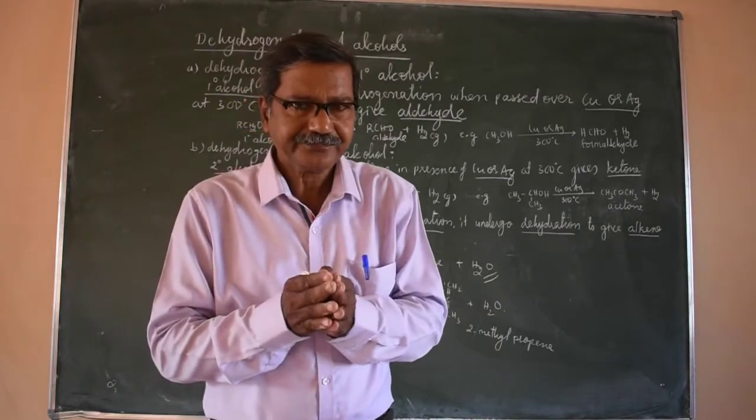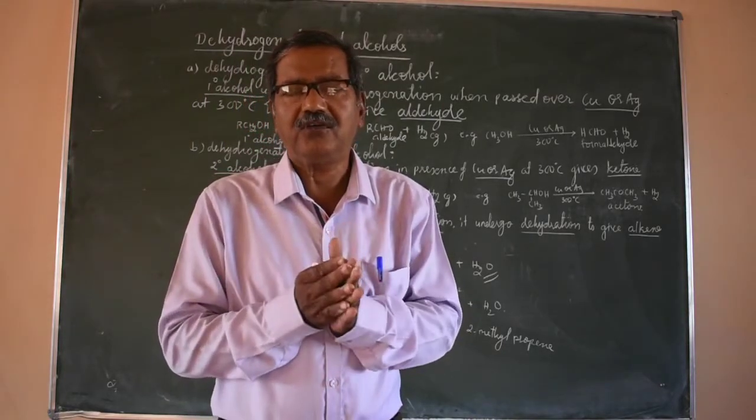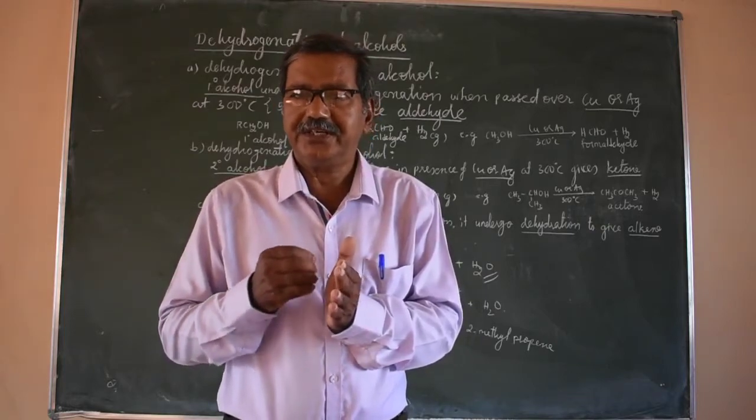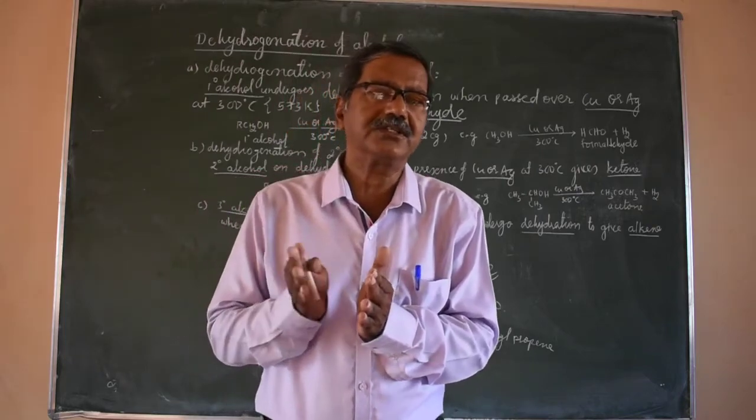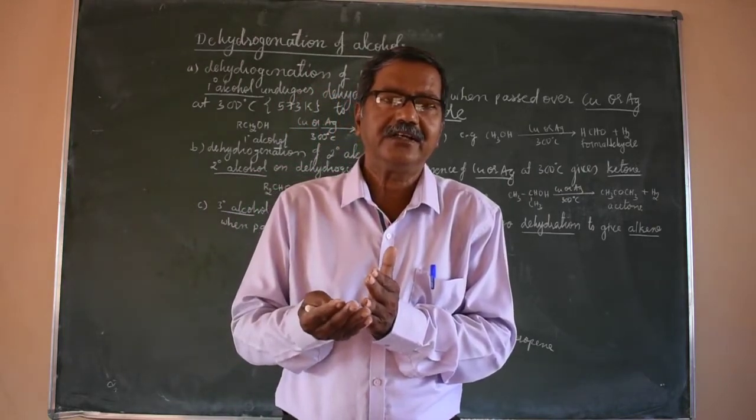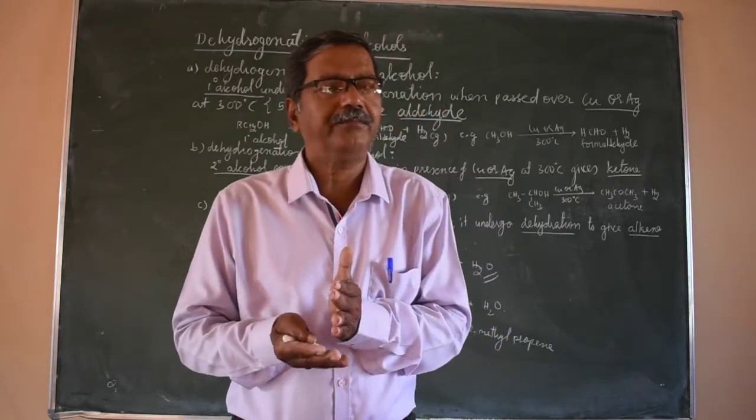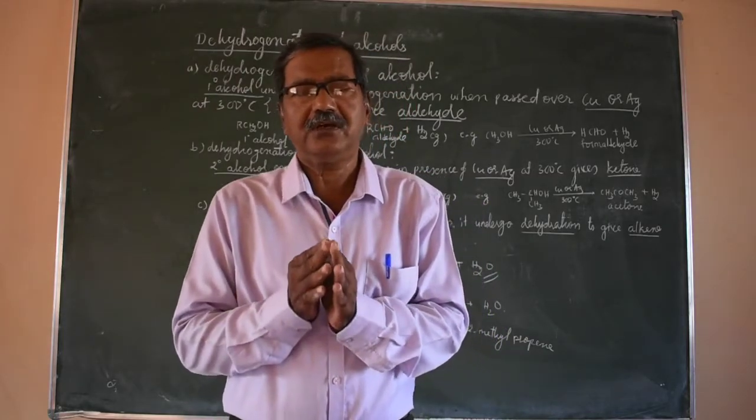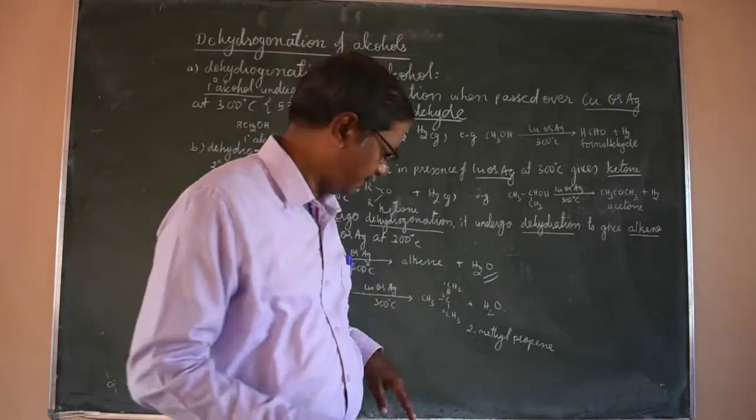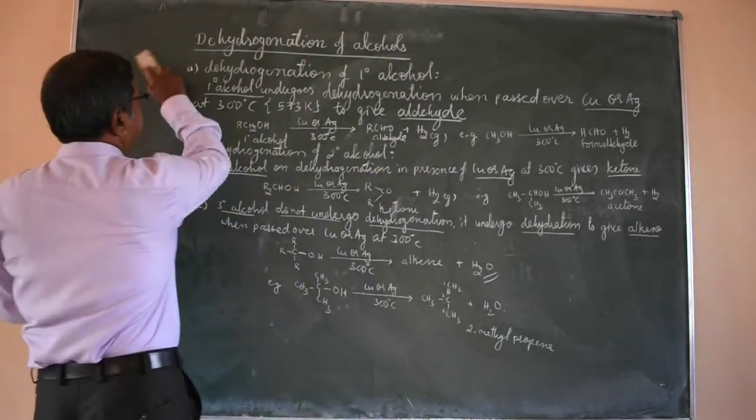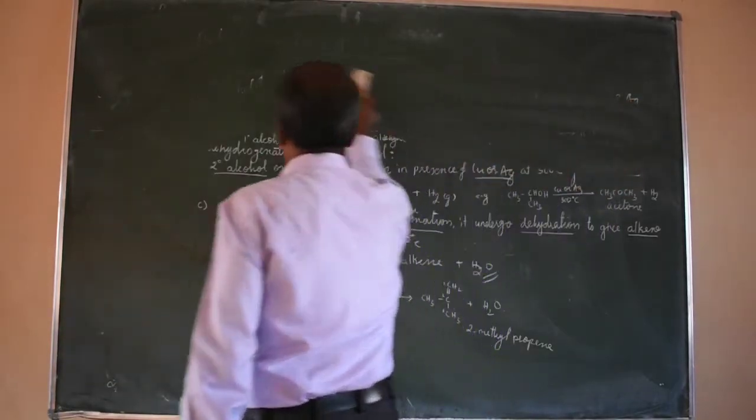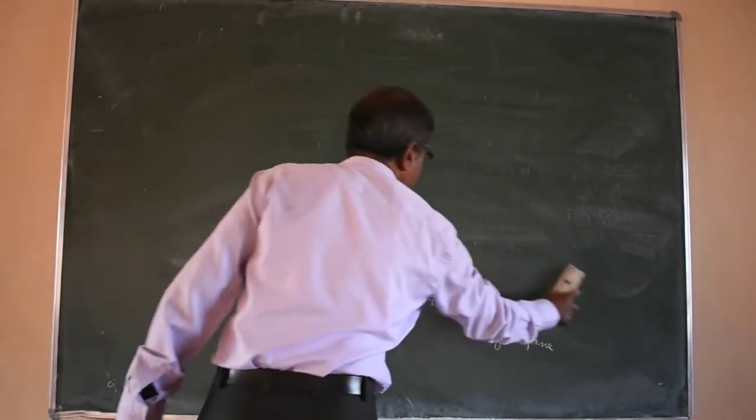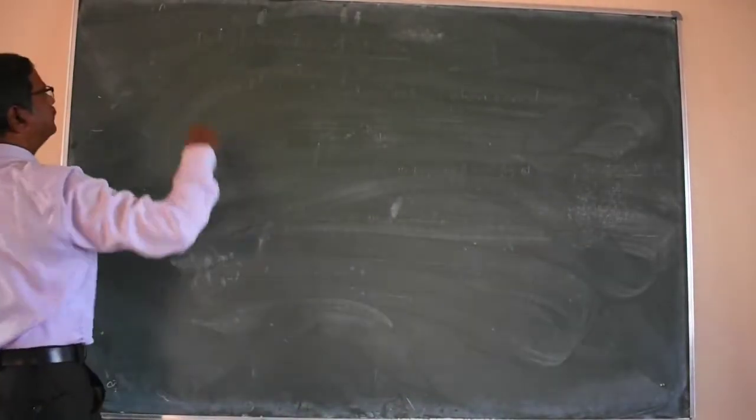That means the reactivity order with the Lucas reagent, which is a mixture of ZnCl2 and concentrated HCl, is tertiary alcohol greater than secondary alcohol greater than primary alcohol. Now we have to discuss the distinction between 1 degree, 2 degree and 3 degree alcohol using Lucas reagent.